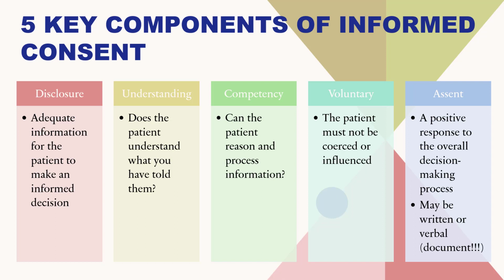Currently, 27 states have specific statutes defining informed consent. These statutes generally consist of 5 elements: disclosure, understanding, competency, voluntary, and assent. Disclosure is the process of disclosing any and all information to the patient. If they ask a question about a treatment, you give them an answer or help them to locate an answer. This includes informing patients of risks, benefits, and alternative treatment options.